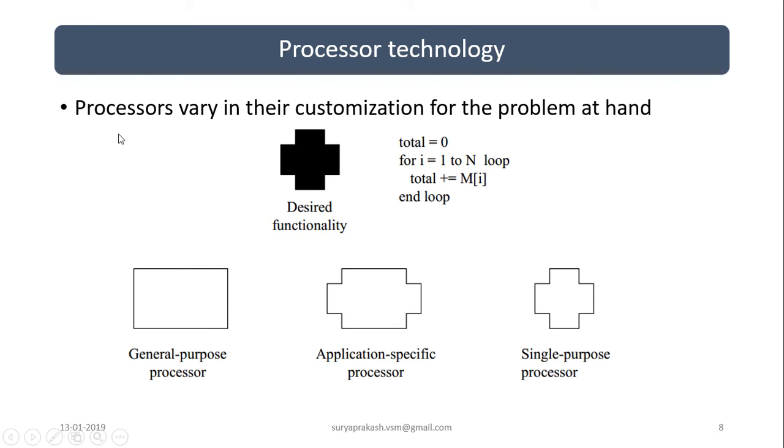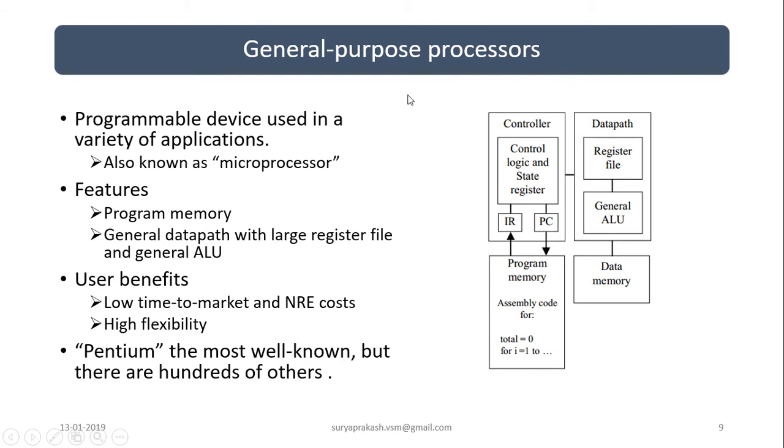Processors vary in customization for the problem at hand. Based upon the application requirement, we use different varieties of processors, starting from general purpose, to application specific and single purpose processors. The general purpose processor is a programmable device used in a variety of applications, also known as a microprocessor. Its features are program memory and a general datapath with a large register file and a general ALU. And this is the datapath, with the general ALU and a large register file.